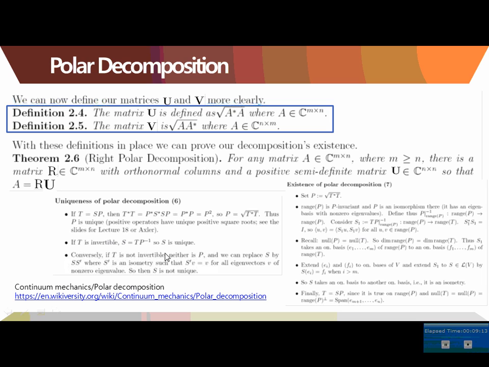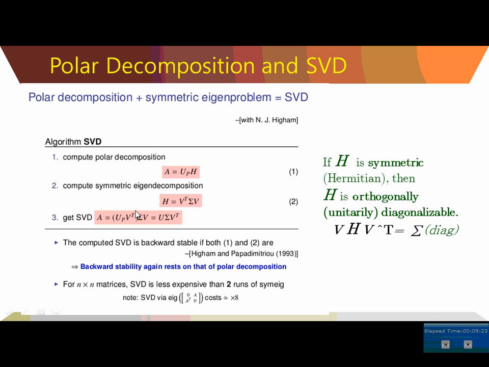And this polar decomposition can be applied in continuum mechanics as well. So you will find those applications easily. So this is the polar decomposition. And polar decomposition has a relationship with the singular value decomposition. Actually, singular value decomposition is the combination of polar decomposition and the symmetric eigenvalue problem.